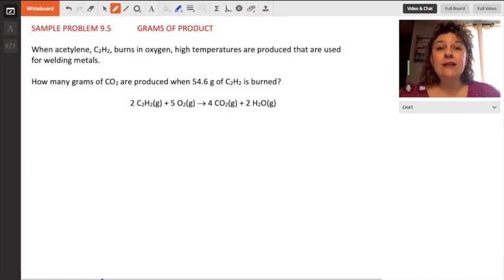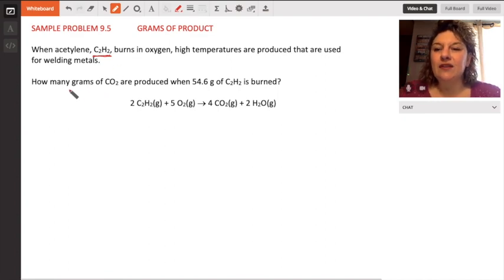All right, this example says, when acetylene burns in oxygen, high temperatures are produced that are used for welding metals. Acetylene is a really fun gas, by the way. You can actually produce acetylene in a balloon and then set it on fire. It's awesome. But anyway, I digress.